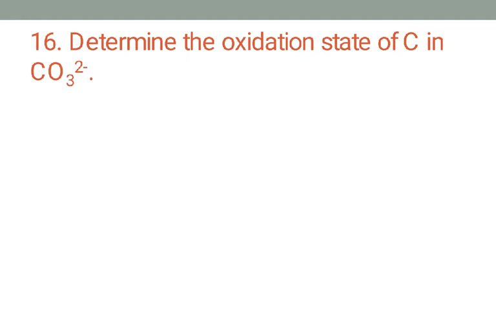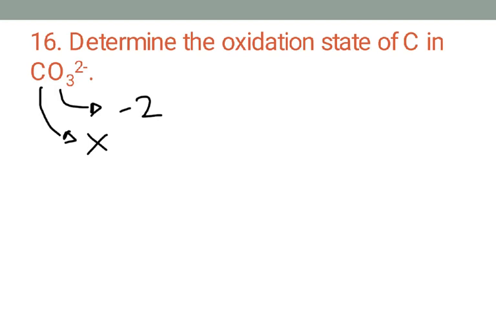Okay, so in the next problem, you're asked to determine the oxidation state of carbon in the carbonate ion. So you need to be familiar with the oxidation state rules, right? So we have rules for oxygen. Our rules for oxygen say oxygen is going to be -2 for the oxidation state. We don't have a rule for carbon, so we don't know what carbon's equal to. So I'm going to call carbon X.